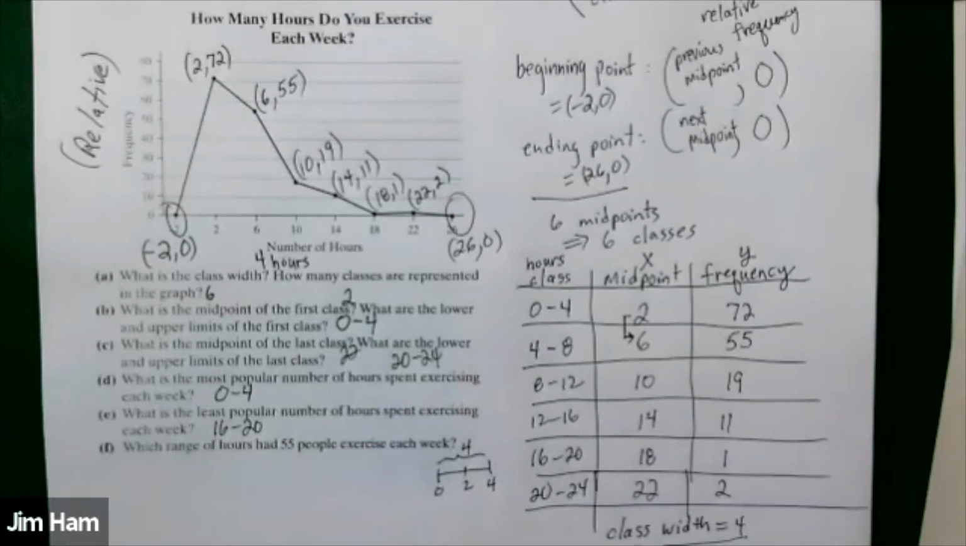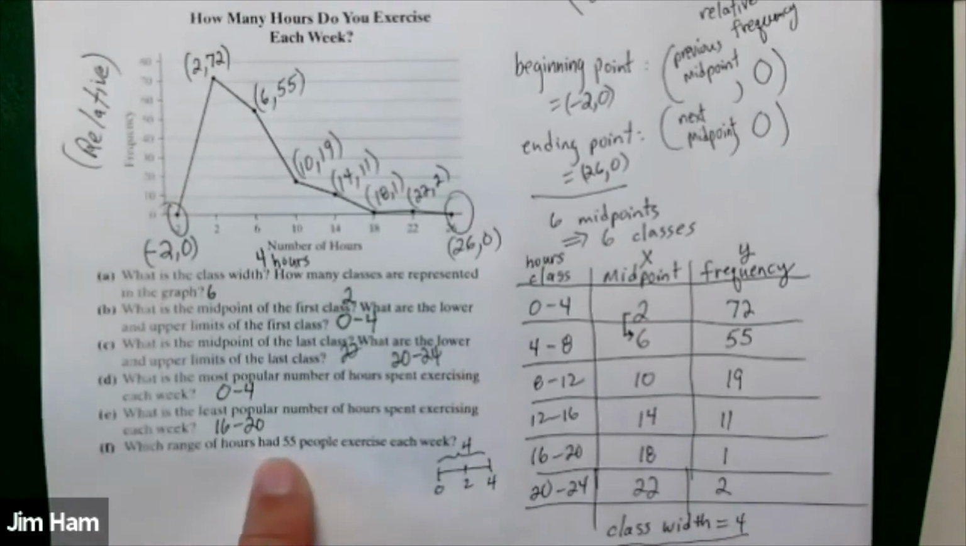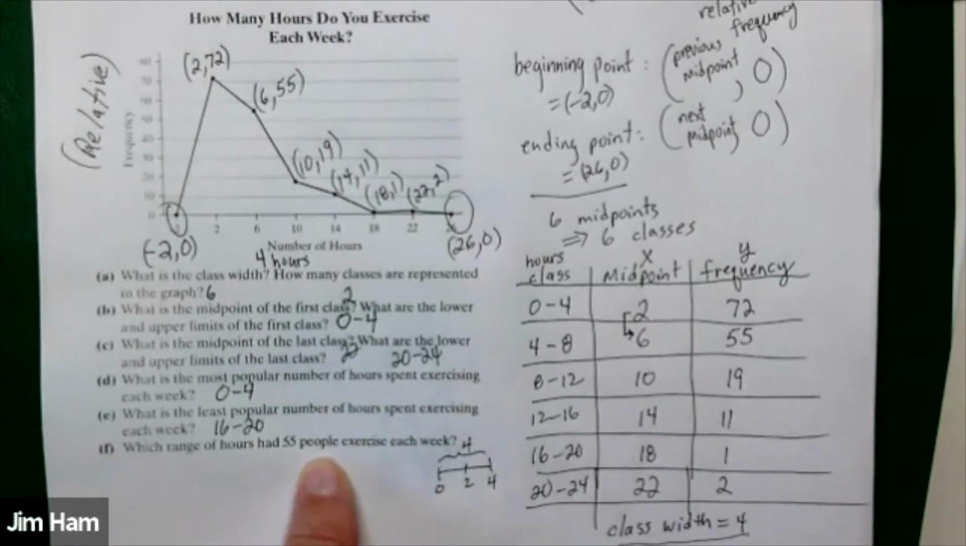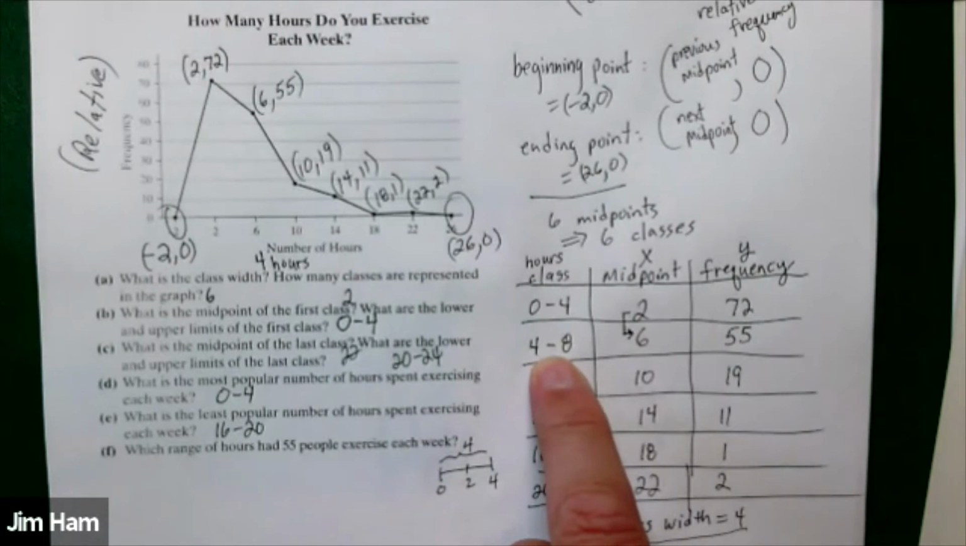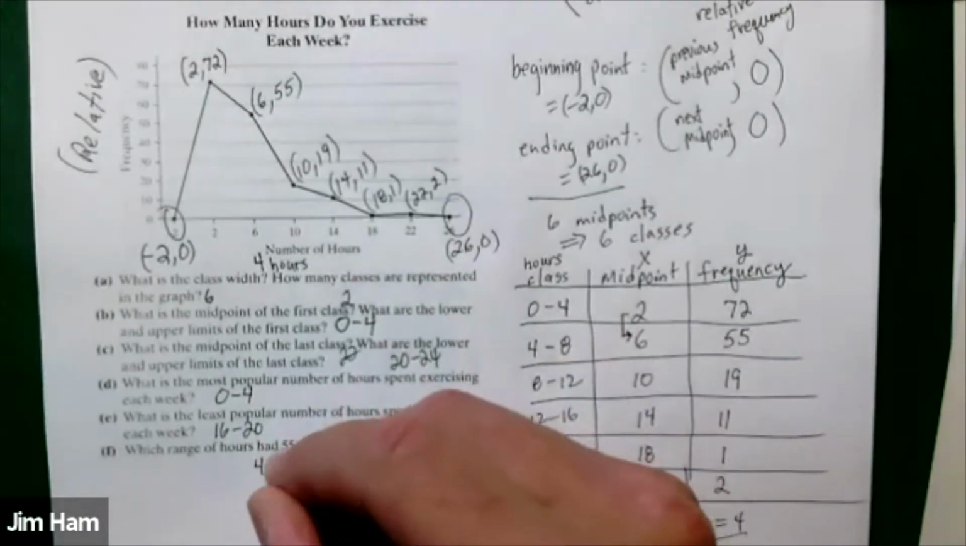Least popular. All right, and then which range of hours had 55 people exercise each week? Well, there you see 55 people exercising each week, and the number of hours there, 4 to 8.